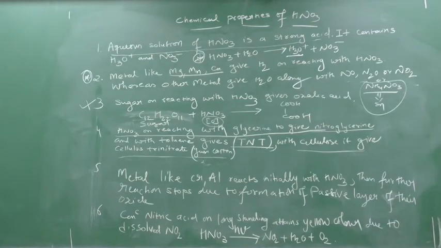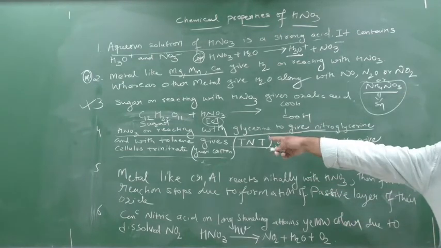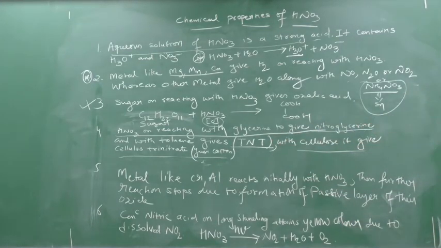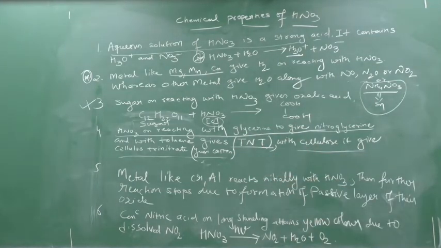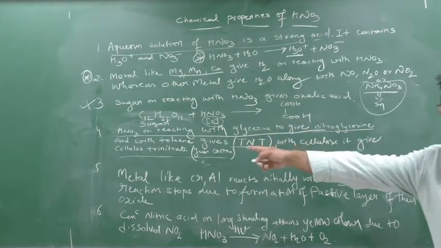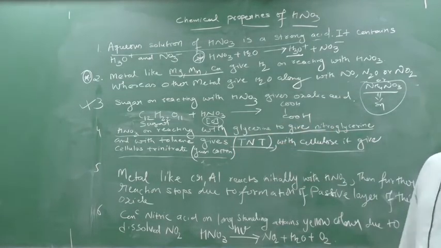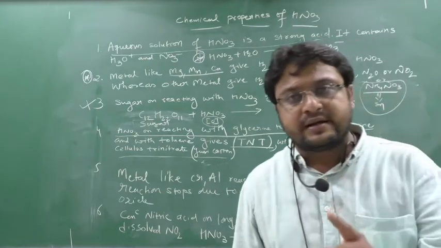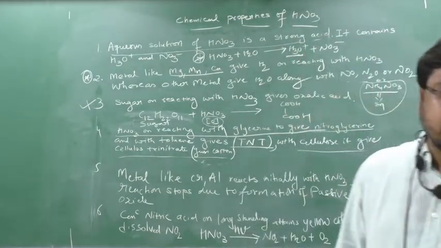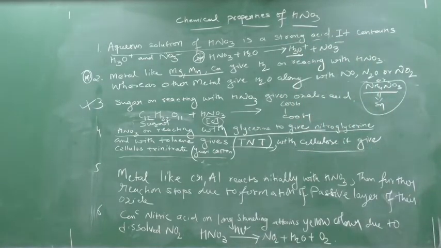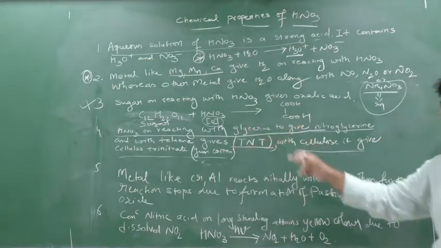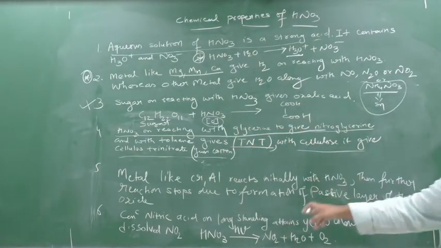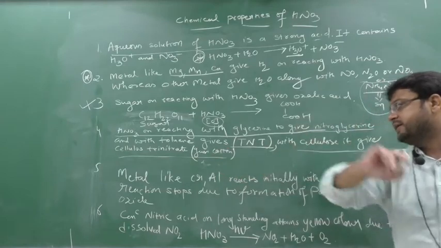So the fourth point is what? HNO3 on reacting with glycerine gives nitroglycerine, and with toluene it gives TNT, which is used as an explosive, and with cellulose it will give gun cotton, which is known as cellulose trinitrate. So please students remember, cellulose trinitrate is nothing but gun cotton. Clear? So what is the fourth point? Nitric acid on reacting with glycerin gives nitroglycerine, with toluene gives trinitrotoluene, and with cellulose it will give gun cotton, which is known as cellulose trinitrate.